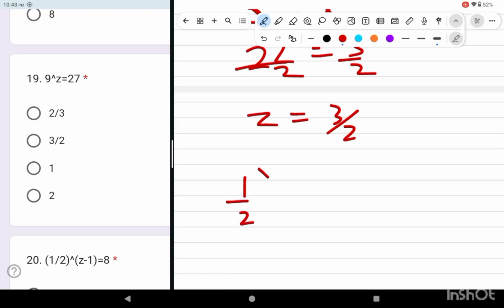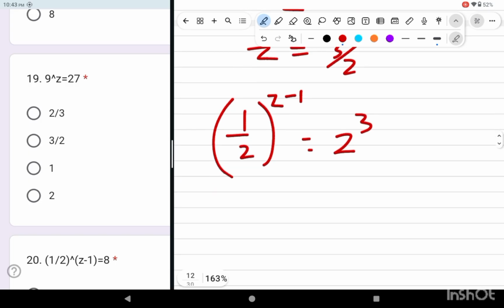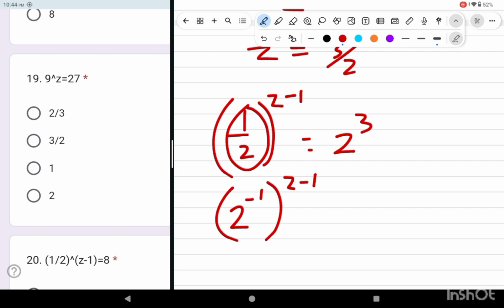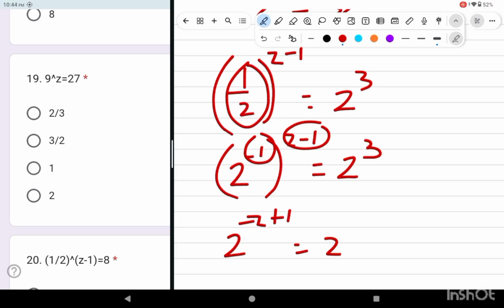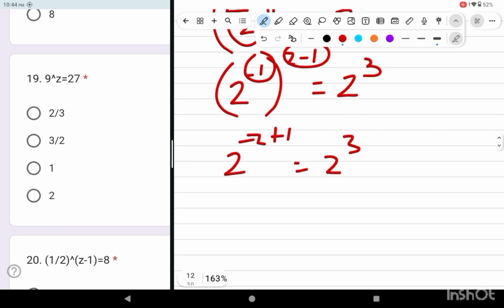Question 20. We have 1 over 2 all raised to power z minus 1 equals 8. But we need to write our 8 as power of 2. So 8 equals 2 raised to power 3. Also, we can transform our 1 over 2 into 2 raised to power minus 1. So we have 2 raised to power minus 1 all raised to power z minus 1 equals 2 raised to power 3. Multiplying the powers on the left hand side gives us 2 raised to power minus z plus 1 equals 2 raised to power 3. Cancel out the base.